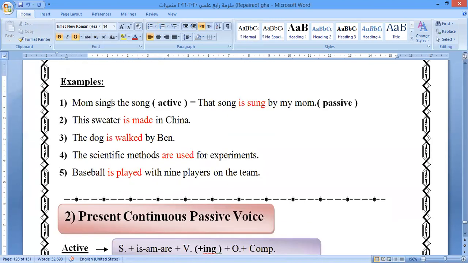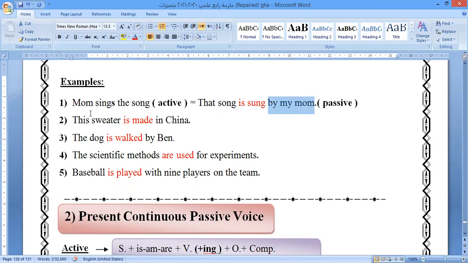Other examples. mom sings تغني بالمضارع البسيط. mom sings the song active sentence. make it passive voice. that song or the song is sung by mom. أقدر أقول that song، ممكن تغيرين شوي بالمعنى أو تقولين the song عادي. the song مفرد، هذا الأوبجكت مالتي حذفت الفاعل اللي هو المام. أوكي، قدمت المفعول به the song is لأن مفرد. sung هو التصريف الثالث للفعل sing. sung by والسبجكت رجعت خليته my mom.